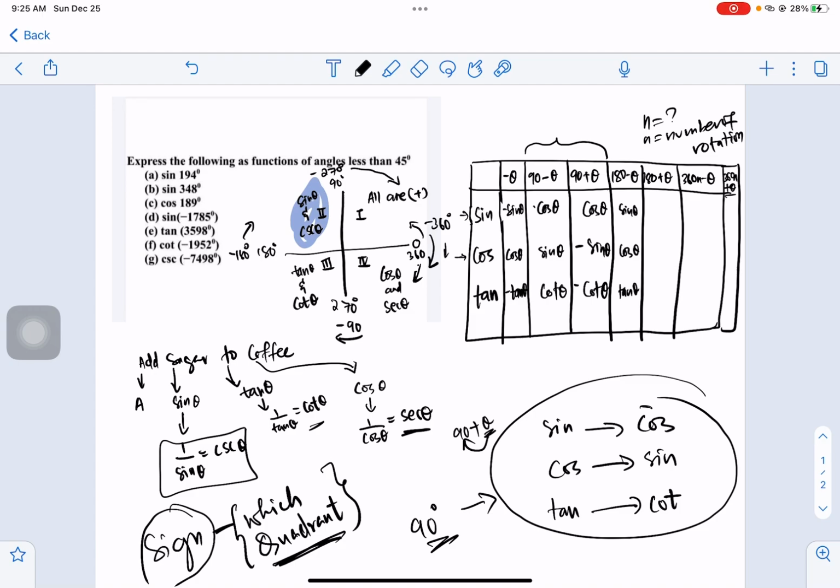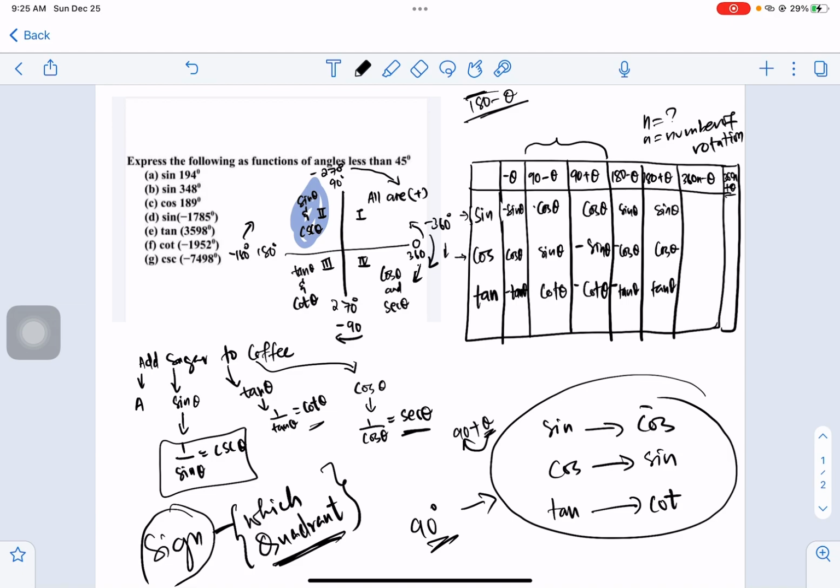But when it comes to sine, check out which quadrant. 180 minus theta means it is less than 180, hence it will still be in quadrant 2. So in quadrant 2, only sine is positive, which means the others will be negative. Now same, just write down sine theta, cos theta, tan theta. Now check out for the sine, again look for the quadrant.